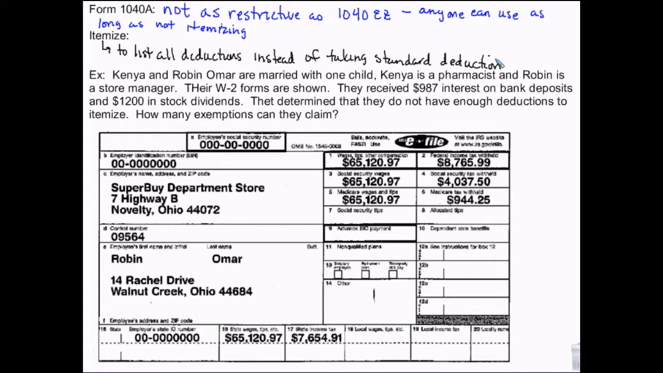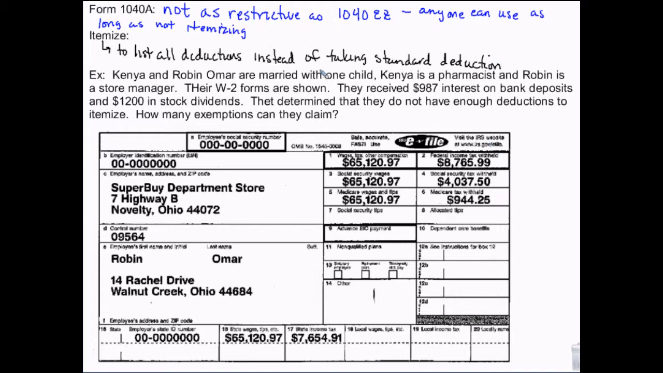With the 1040A, anybody can use a 1040A. The only restriction on the 1040A is that you don't itemize your deductions. And itemizing your deductions is where you list all of your deductions instead of taking a standard deduction. And we'll go over those when we do the 1040.